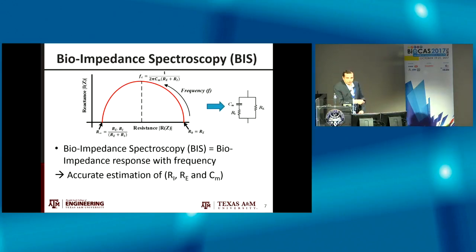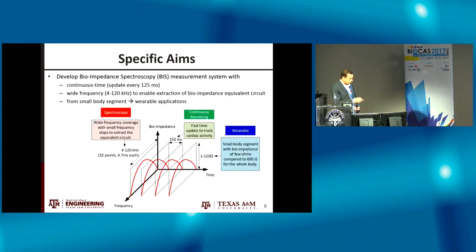So if I can get this plot for the bioimpedance across frequency, I can extract the equivalent circuit, which has very useful information for other applications. So this is our objective: to measure this spectrum for the bioimpedance and to be able to estimate the equivalent circuit. Our objective specifically is to measure bioimpedance across frequency to get the Nyquist plot, and at the same time to have continuous monitoring of this spectrum across time.